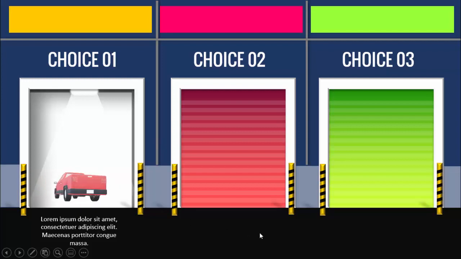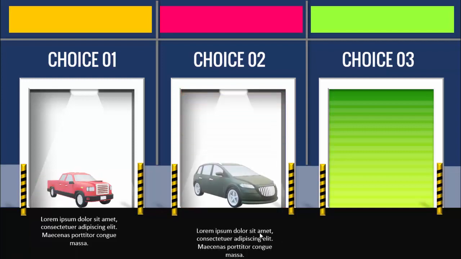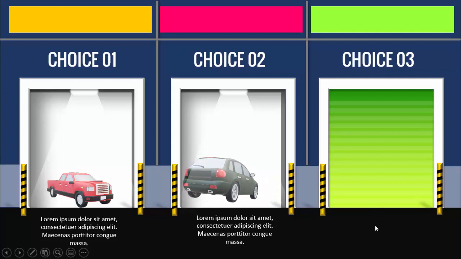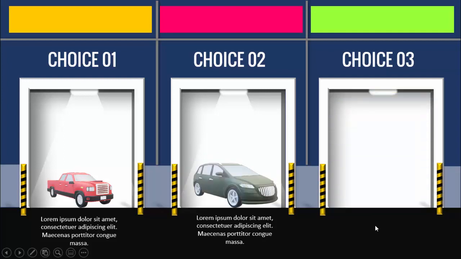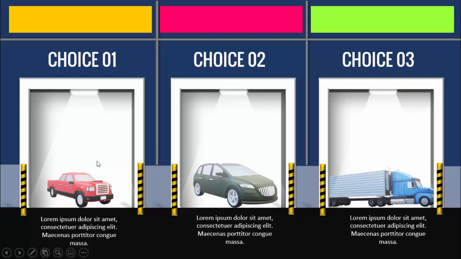And upon my click, it opens the second shutter, and then a different car comes here. You can see here this is choice number 2, and the detailed text comes here. And again on my next click, the shutter opens and there's a big truck. I have put it there. So you have got different choices to select.